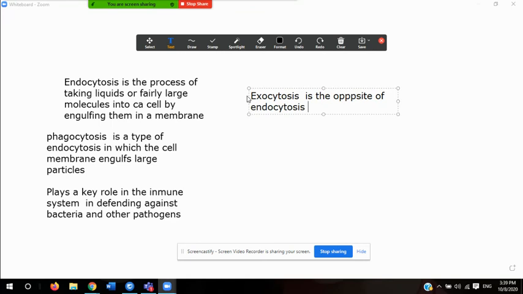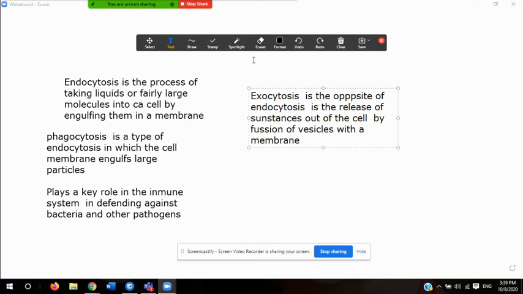Exocytosis is basically the release of substances out of a cell by fusion of vesicles with the membrane. So basically the opposite of endocytosis.